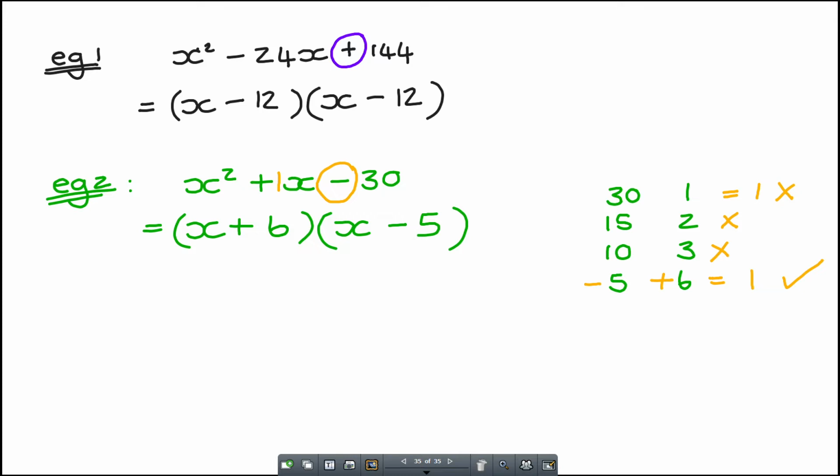And remember, we used FOIL to go and double check. Do you guys start getting it now? Still not at the back. Okay, let's do another one.